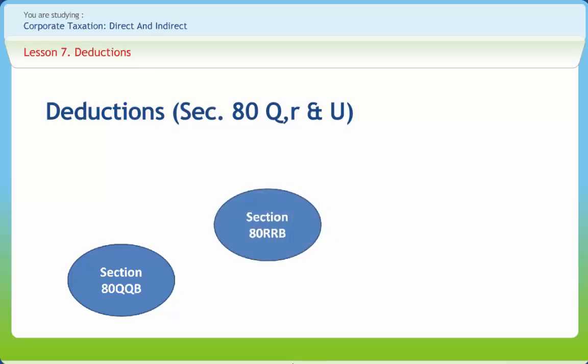80RRB gives deduction in respect of royalty on patents and is applicable to an individual who is resident in India and is a patentee. The amount of deduction is 100% of such income or rupees 3 lakh, whichever is less.